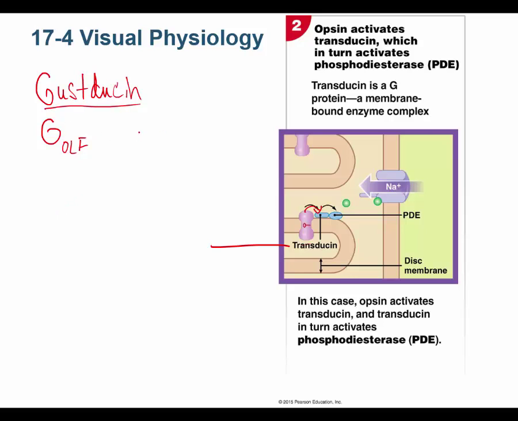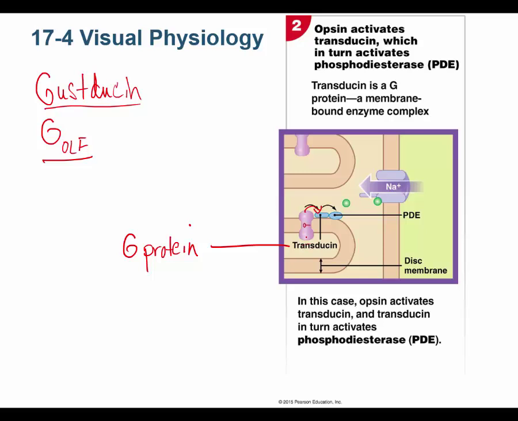So the G protein in the tongue was called gustducin, the gustatory G protein. The G protein in the nose was called Golf. The G protein in the eye is called transducin. Transducin is nothing more than a G protein, and you've learned so many of these G protein things, it should start to become second nature.